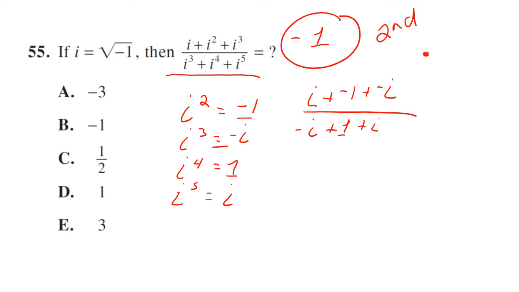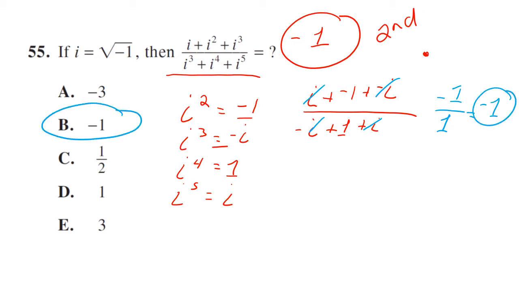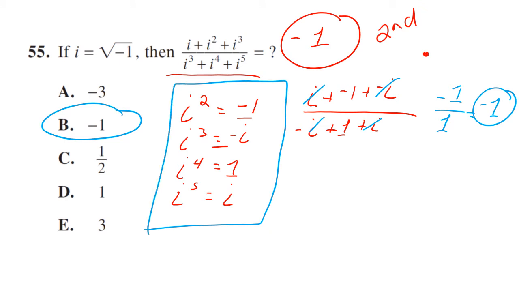So now our i and our -i cancel. We're left on top with -1 over our i and -i cancel. We're left on the bottom with 1. So -1 divided by 1 equals -1. So is it faster to put it in your calculator or know your i chart? If you know your i chart, it can be quick, but you probably won't make any mistakes if you put it in your calculator. So your answer is B.